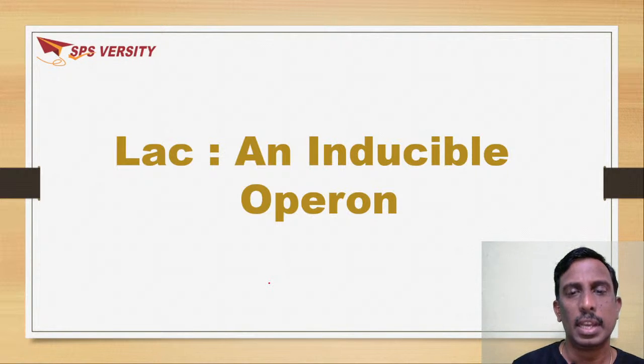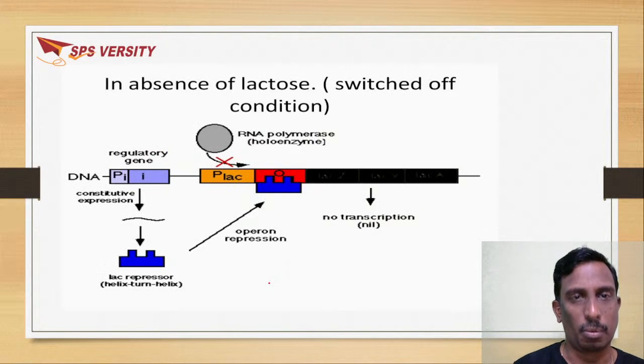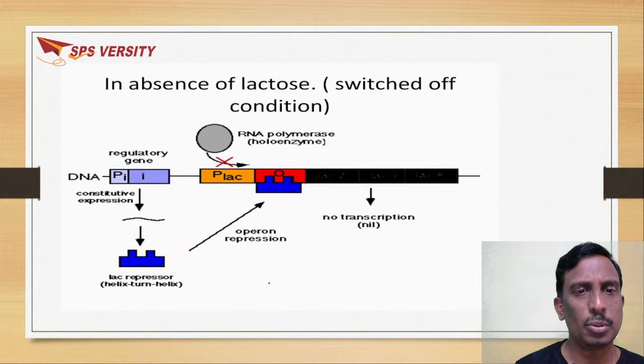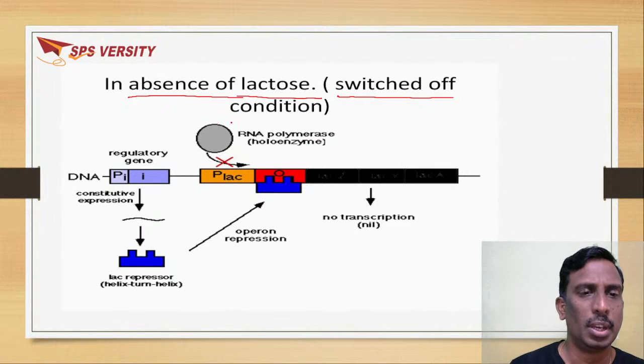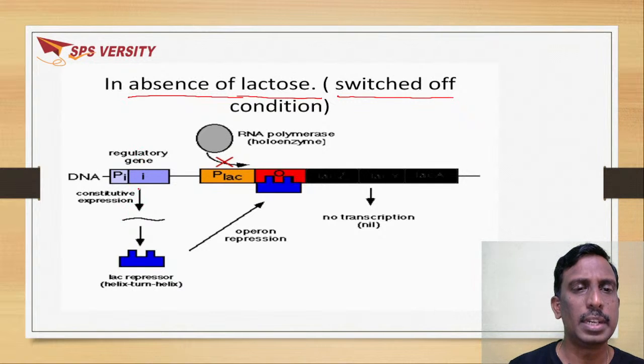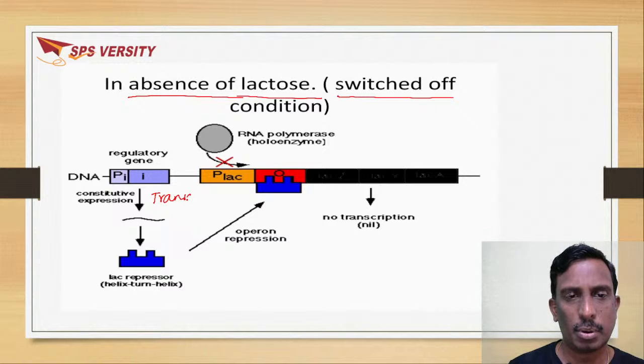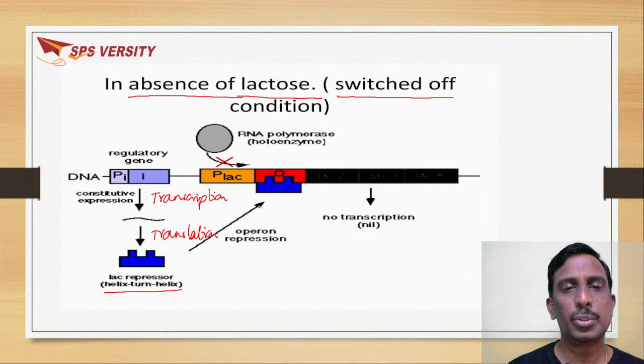Now we are going to discuss an inducible operon. This operon is related to the metabolism of lactose. In the absence of lactose, what will happen? It will be in the switched-off state. What is this switched-off state? During this process, when lactose is not present, the regulator gene, on transcription and translation, will form a repressor protein, and this repressor protein binds to the operator.